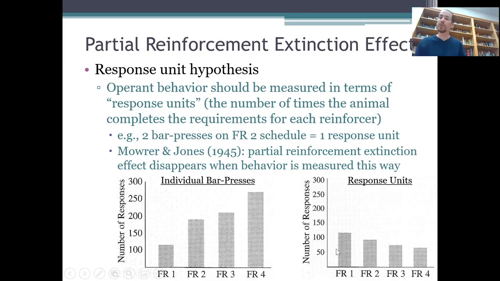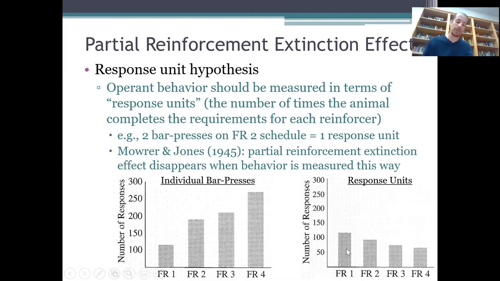But the rats in the FR2 group had to make 2 bar presses for each reinforcer. So for them, a response unit is 2 bar presses, right? For the FR3 group, each response unit consists of 3 bar presses, right? So we divide whatever this number is by 3 to get the response units for that group. And for the FR4 group, there were 4 bar presses in each response unit. And as you can see here, when we redefine what constitutes a response like that, when we think about it in terms of response units, the partial reinforcement extinction effect disappears.